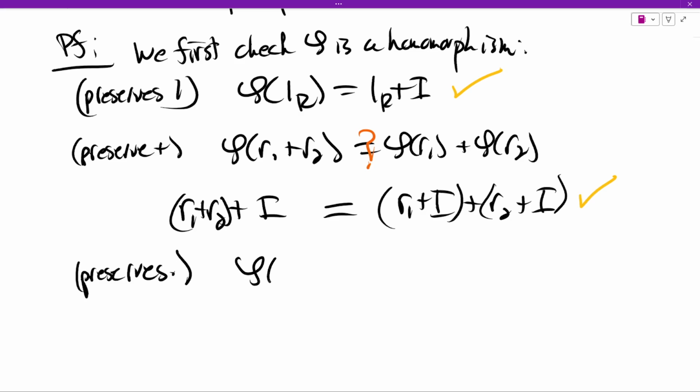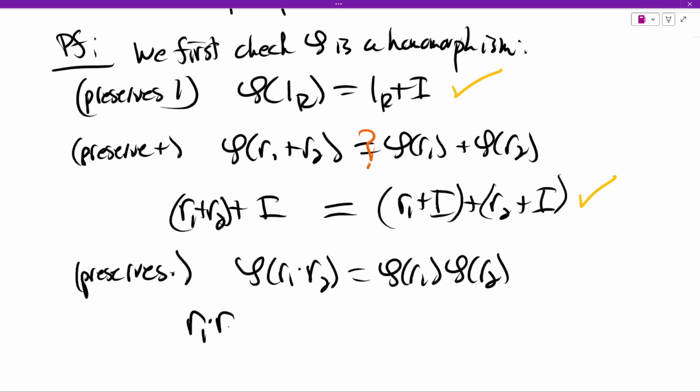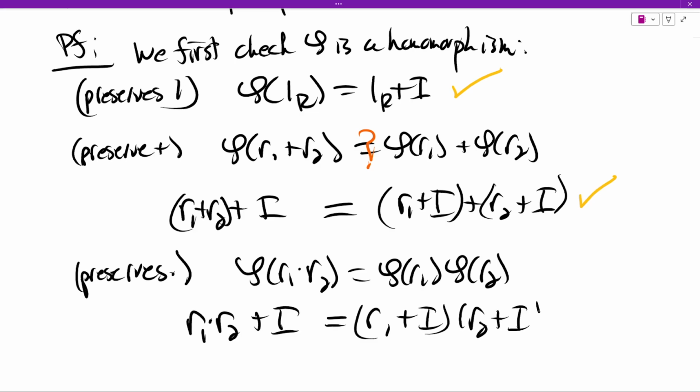we need to show that phi is compatible, oh, that phi got away from me. Phi is compatible with multiplication, preserves multiplication. So on the left-hand side, we have to send r1 times r2 to the coset r1 times r2 plus I. And on the right-hand side, r1 goes to r1 plus I, and r2 goes to r2 plus I. So this is a question, and we want to know, are these equal? Well, yeah, these are equal. This is how we define multiplication.